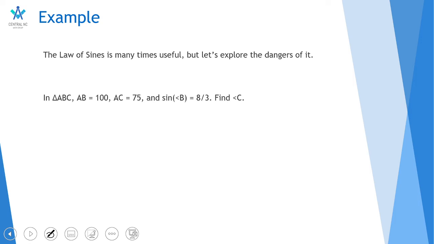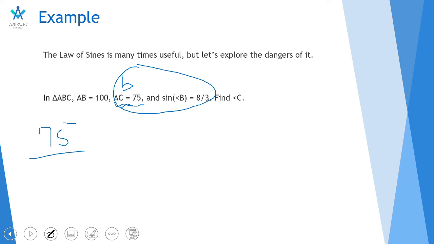So we have in triangle ABC, AB is equal to 100, AC is equal to 75, and sine of angle B is equal to 8 over 3. We want to find angle C. So as you can see here, AC is equal to the length b. So since we're already using law of sines, let's just write this down.